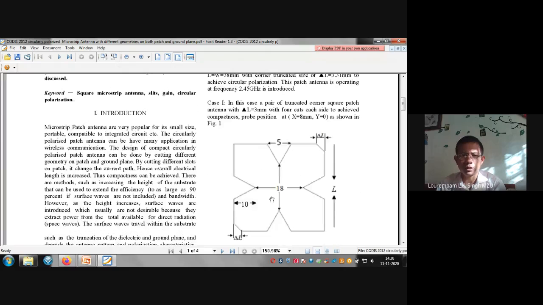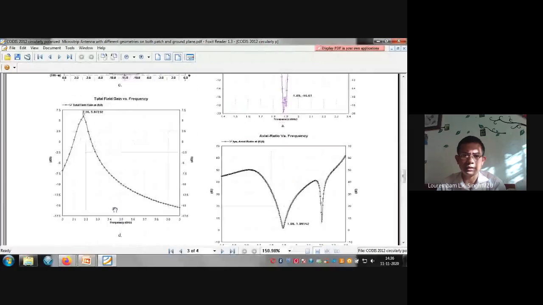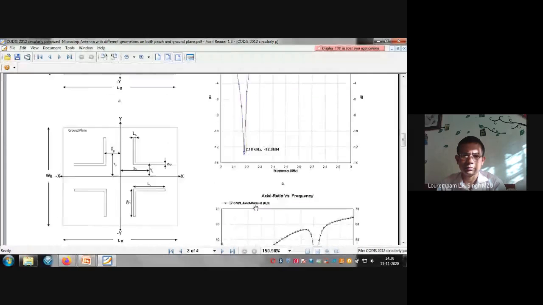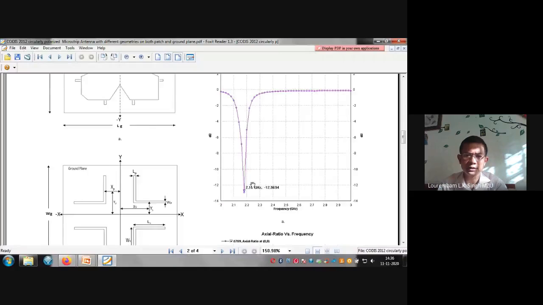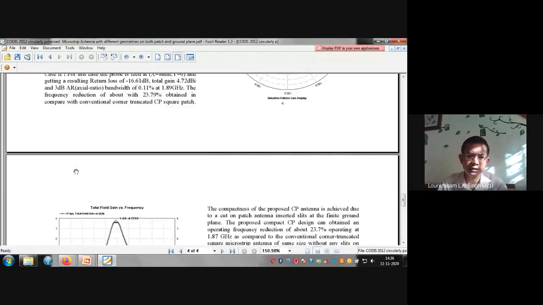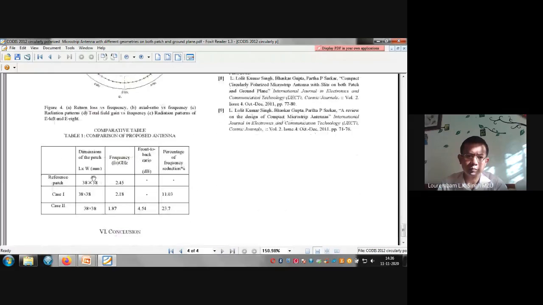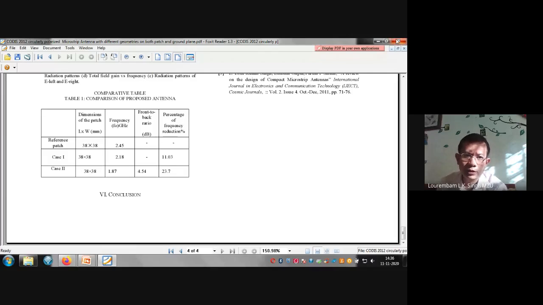Here are two ground plane structures. One has this kind of slots. The other... I think only one case has been studied here. It is supposed to be two cases. Yeah, another case is here. So in both cases, the percentage of reduction comes to around 11.03 for one and around 23.7 for the other. And this one, I think, was published in an IEEE conference.